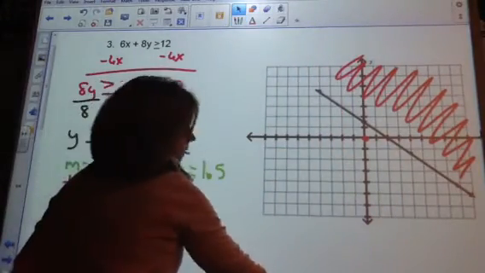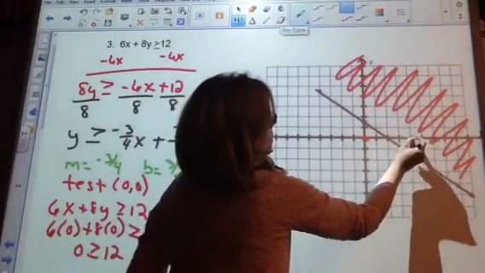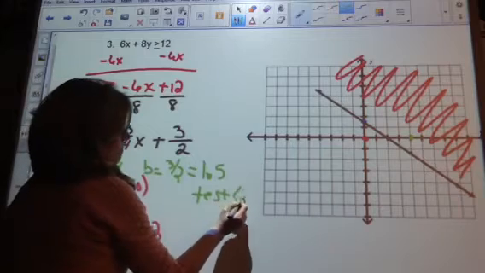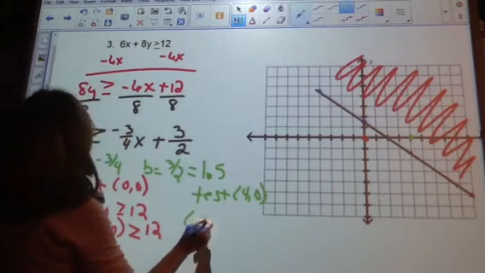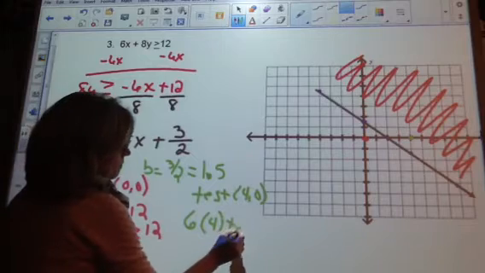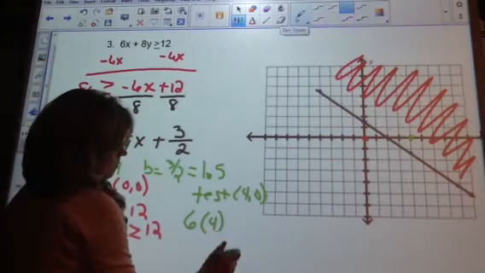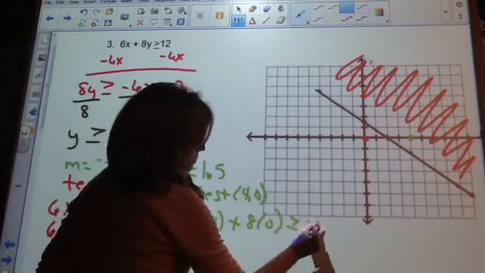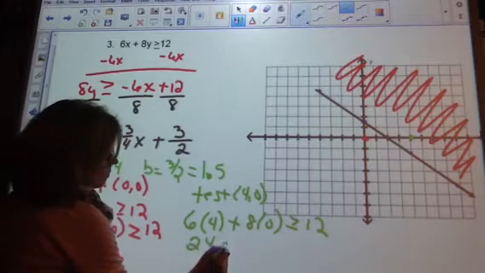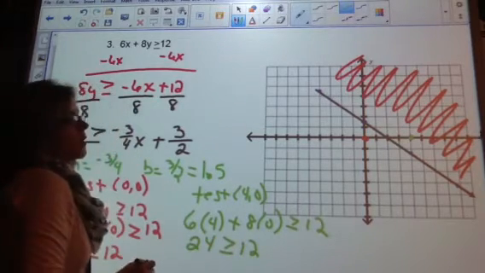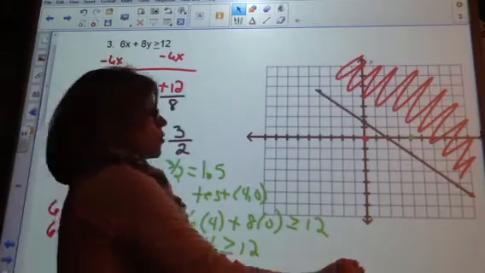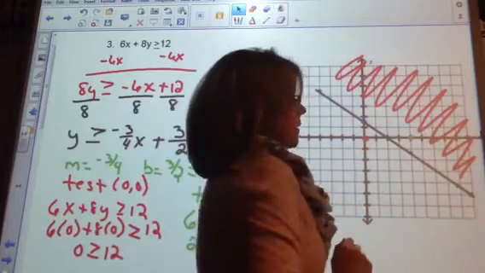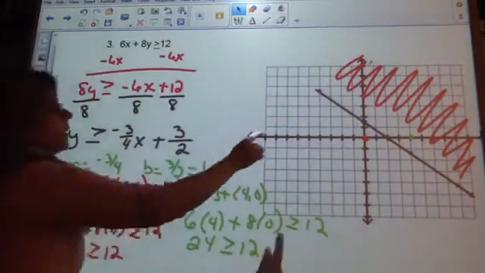All right, let's test a point over here, make sure. So let's test this one right here. So that's 1, 2, 3, 4. Is 24 greater than or equal to 12? And that is true. So you know that your solution set of this linear inequality are all the points to the right of that line, including the line.